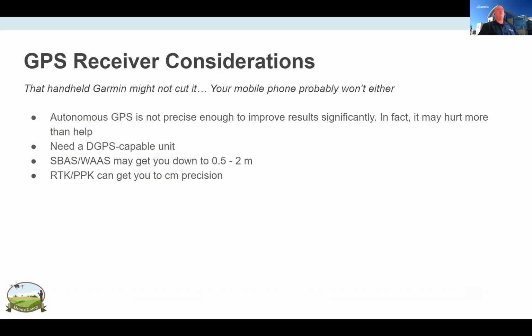So we need DGPS capable units, and the entry level of that are units that can do SBAS or WAAS, wide area augmentation. Those are differential corrections provided by satellite, which can cut our error down to 1 meter or 2, or in some cases even half a meter. If we want to get to centimeter precision, we're going to have to use RTK or PPK.